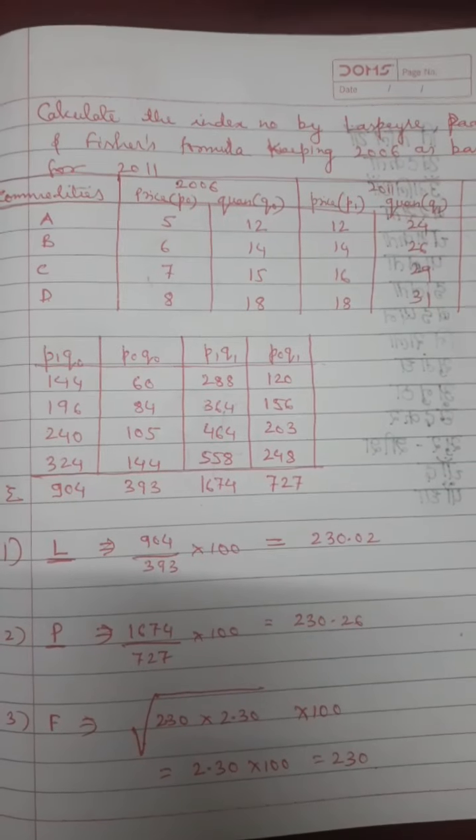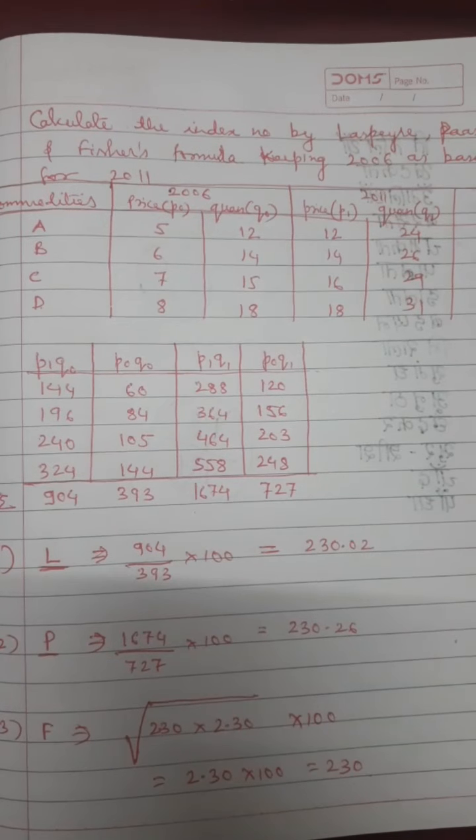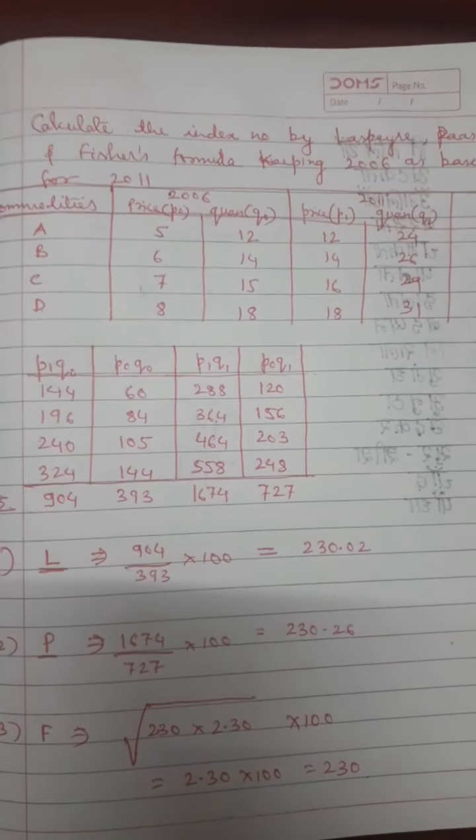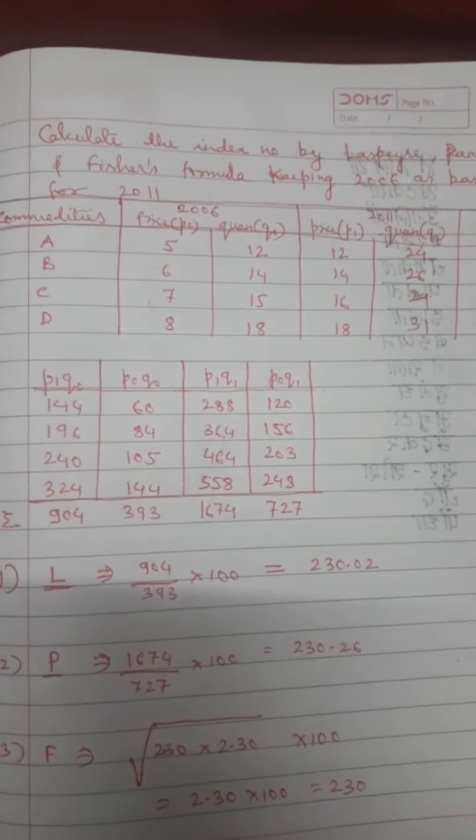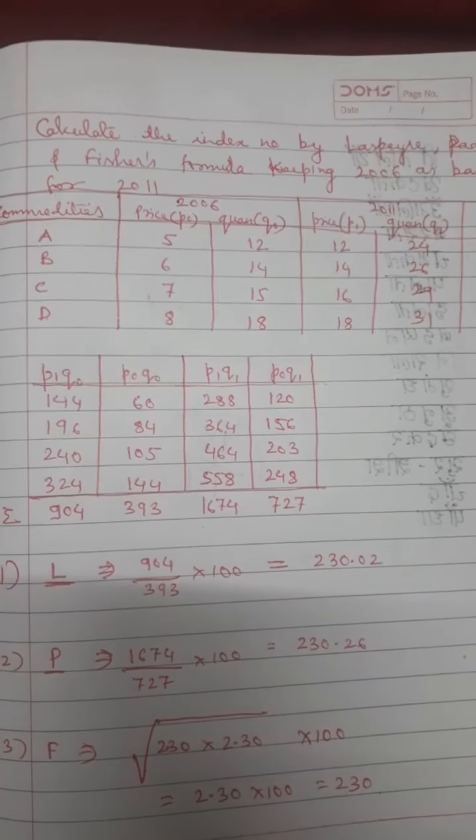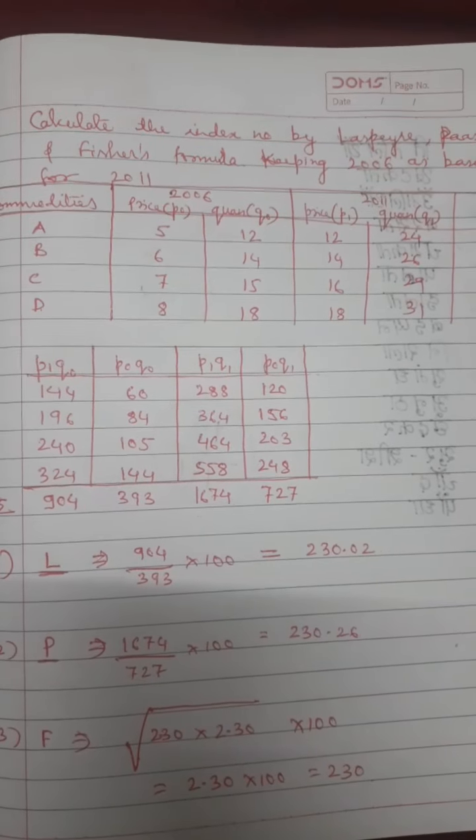Similarly, we'll do it for Paasche. We need P1 Q1 and P0 Q1. So those values also we have taken. The summations are with you. Now simply we have to put them in the formula.